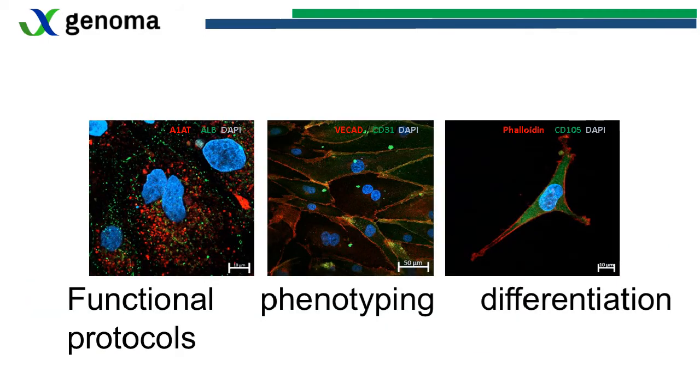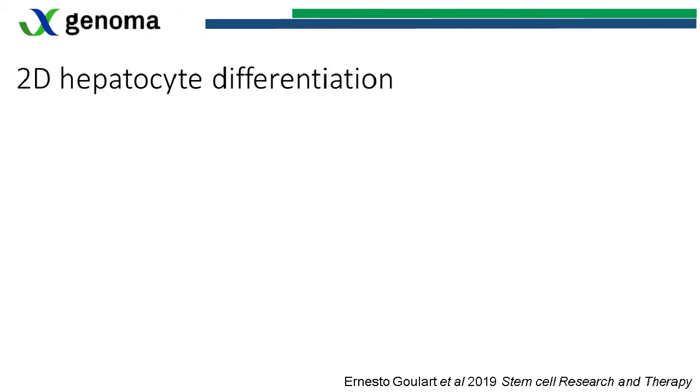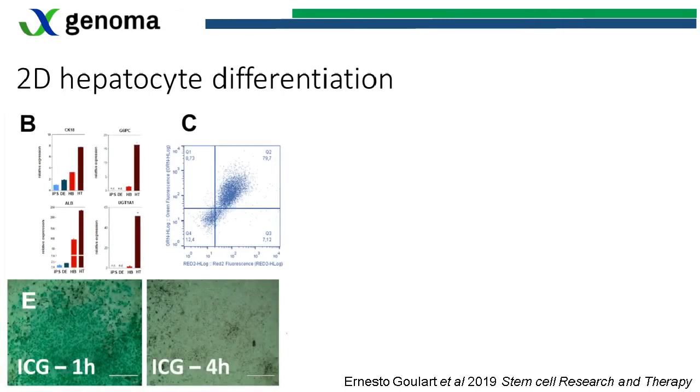So next we go to functional phenotype, the differentiation process that we need to use in order to generate this liver tissue. So as I mentioned, we have hepatocytes, endothelial cells, and mesenchymal cells. So let's see if the hepatocytes that we differentiated are fully functional hepatocytes. So first, let's view the 2D hepatocyte differentiation.